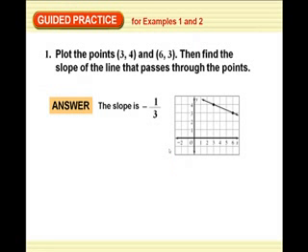So (3, 4) means, remember when you plot points, you always start at (0, 0). The first number tells how many you move left or right, so I'm going over 3 and up 4. 1, 2, 3, 4. So there's (3, 4) right there. Over 6 and up 3, there's (6, 3) right there.